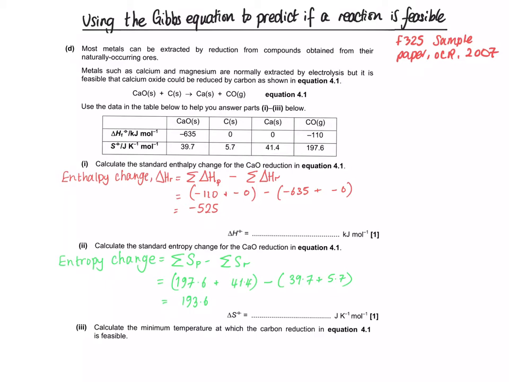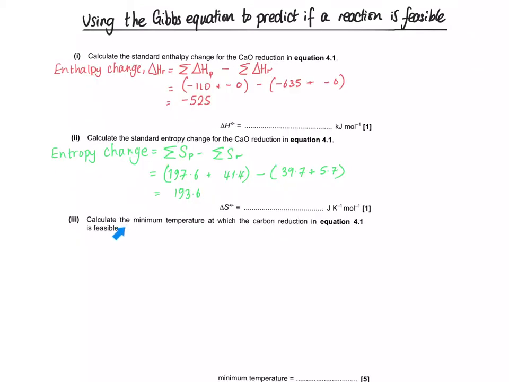As a check, you would expect the entropy of this reaction to increase because it goes from solid and solid to solid and gas, and the entropy of a gas is greater than that of a solid. And the last part is to calculate the minimum temperature at which the reaction is feasible.